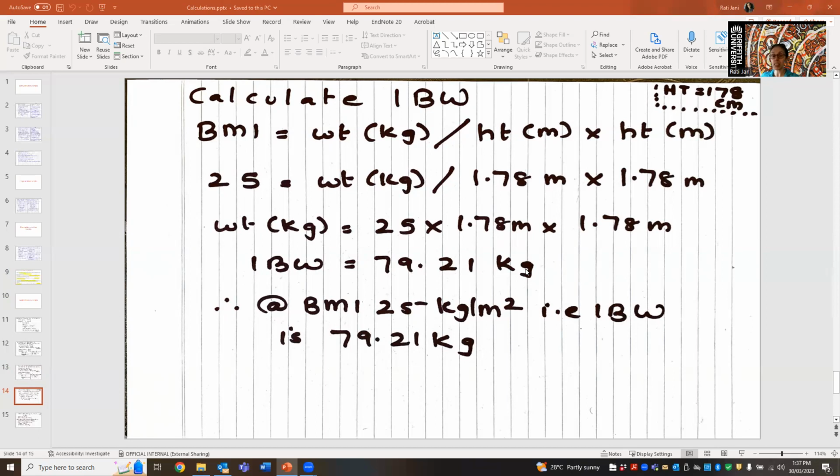So what does this mean? This means that at a BMI of 25 kgs per meter square, which is also a person's ideal body weight, the weight of this person should be 79.21 kg. So that is the person's ideal body weight. I hope this is step-by-step clear and easy to understand.